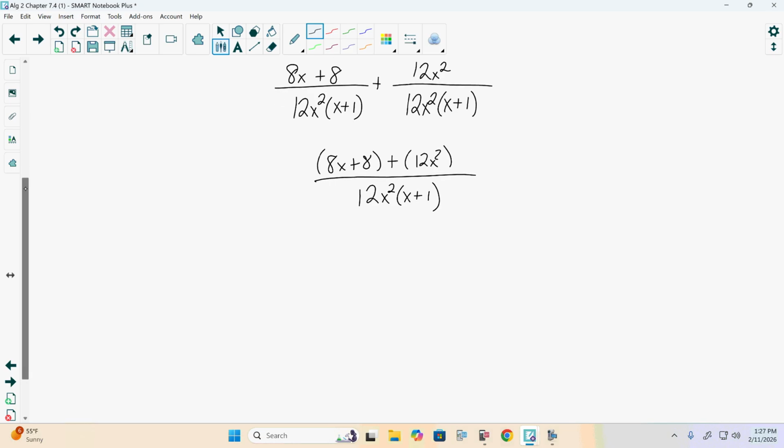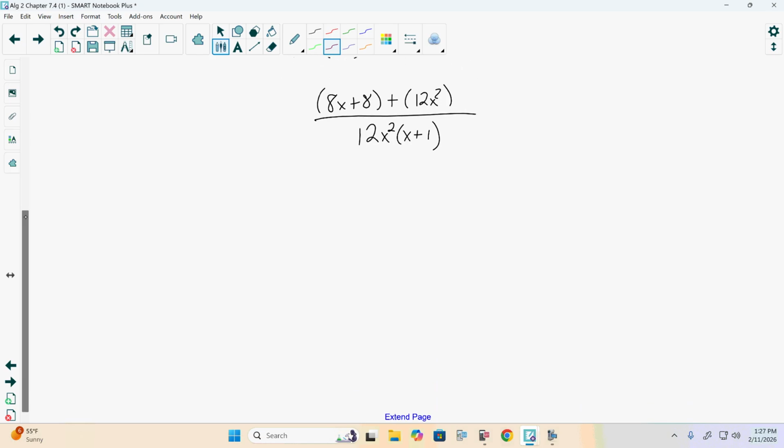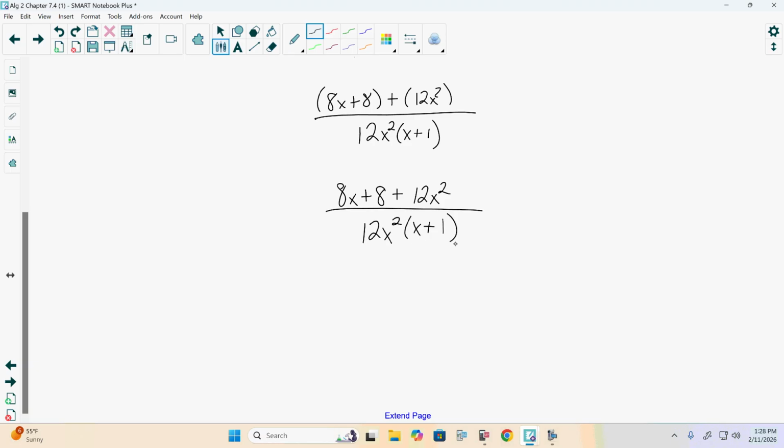Now again, at this point, it might be tempting, but we can't do it. We can't just cross out the 12x and 12x squared, because the two expressions on top are being added together. They're stuck together. Now at this point, we can resolve the parentheses on top. Since there's no sign or number in front of the parentheses with 8x plus 8, they're going to resolve. It's still going to stay 8x plus 8. Plus 12x squared, we can resolve those parentheses, giving us plus 12x squared.